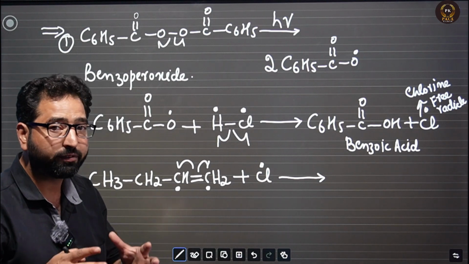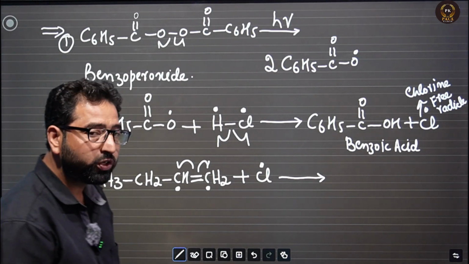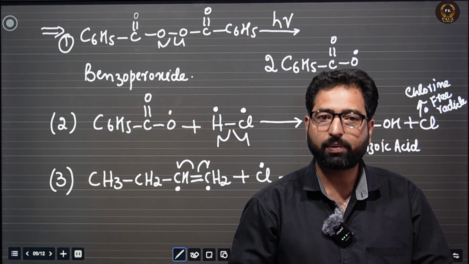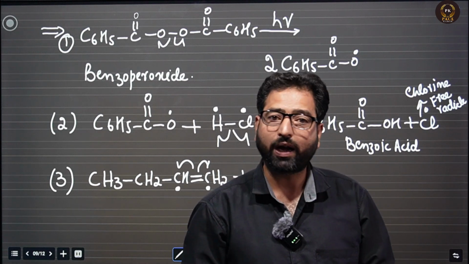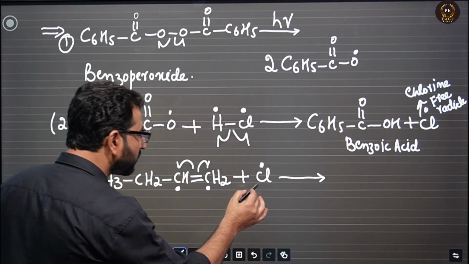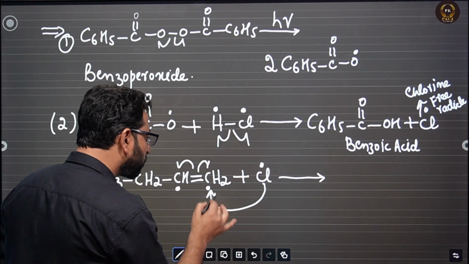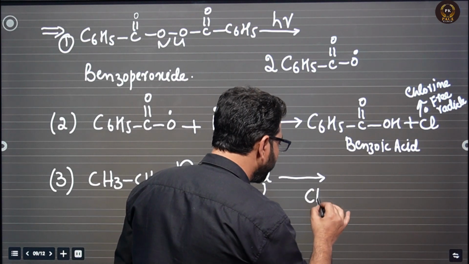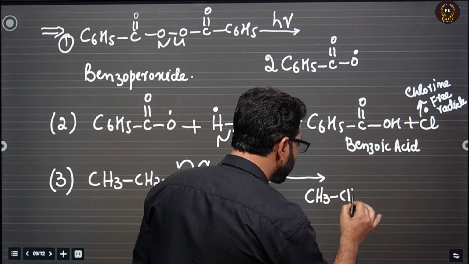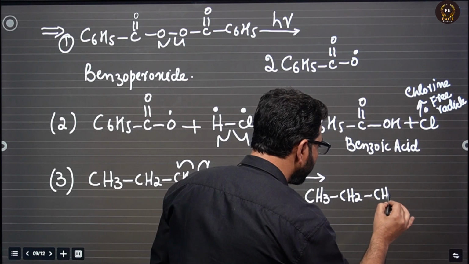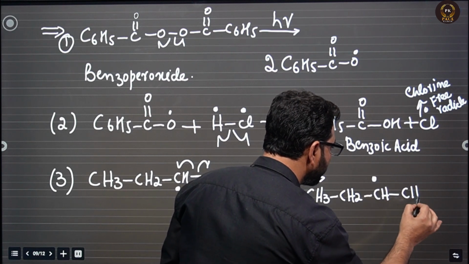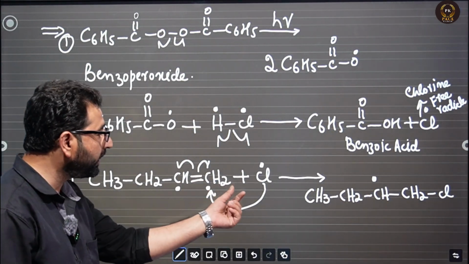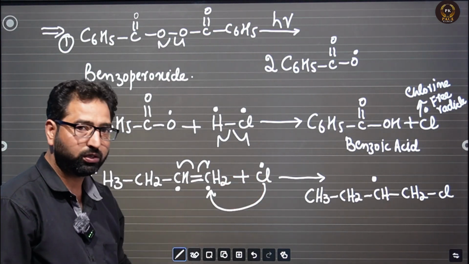Okay, what is the preference? Which is the more stable? Sir, we know that the secondary free radical is more stable than the primary radical, that's a first degree radical. So we can say that this chlorine radical will attack here, so that it can generate the second degree radical. Now it will form like this: CH3, CH2, CH. Here will be the radical and it will be CH2 and Cl. So the secondary radical has been generated here and the chlorine has attacked on the first carbon.